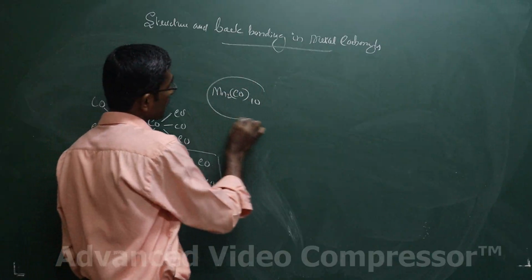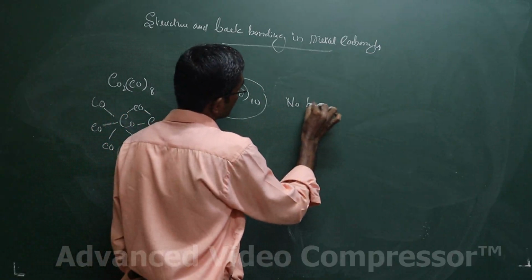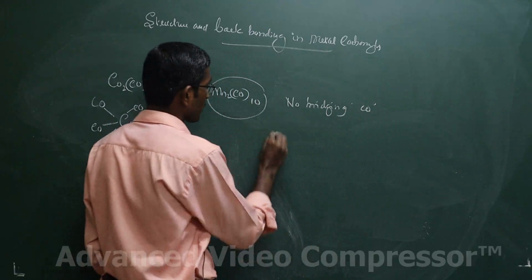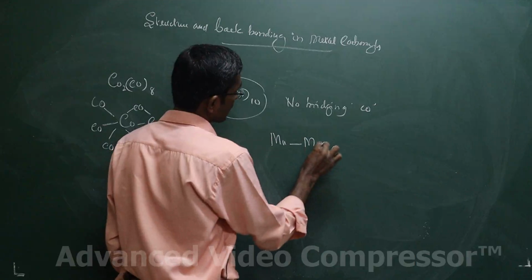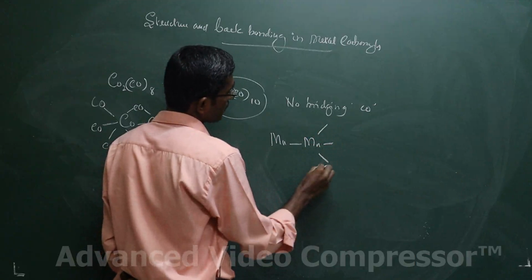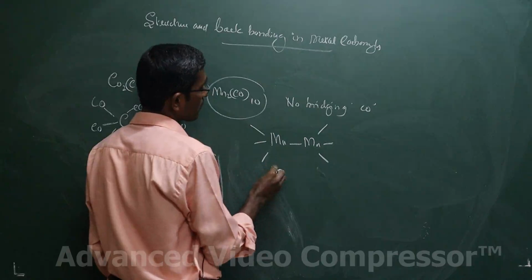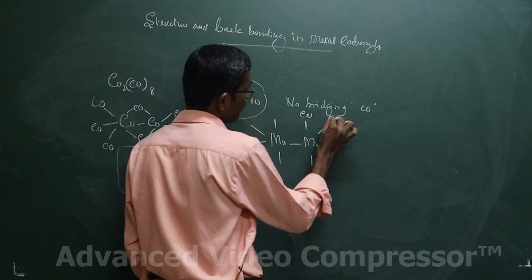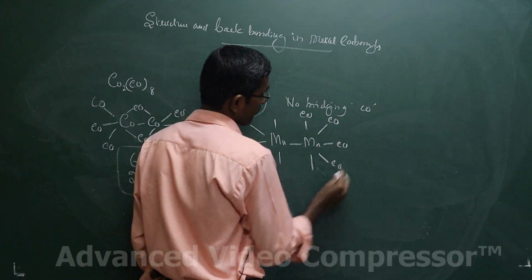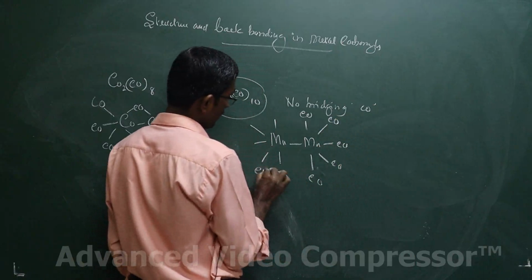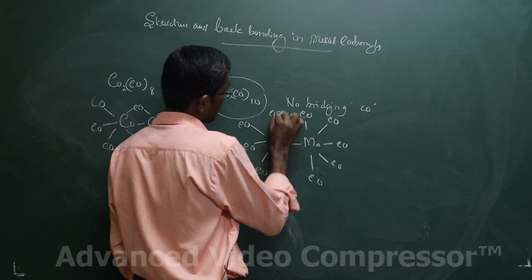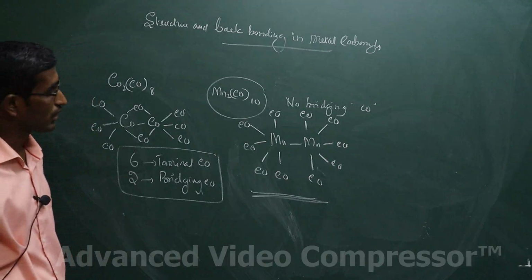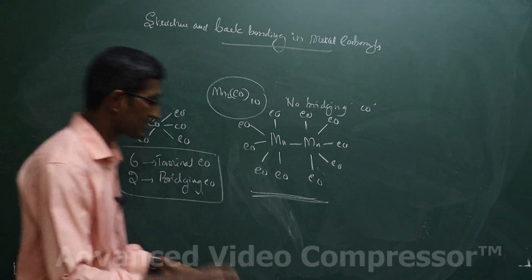As far as Mn2(CO)10 is concerned, there are no bridging carbonyls here, so the two Mn atoms are connected directly. Then each manganese has 5 carbonyl ligands directly connected. So this is the structure of Mn2(CO)10. Very clear. This could be asked, just keep it in mind.